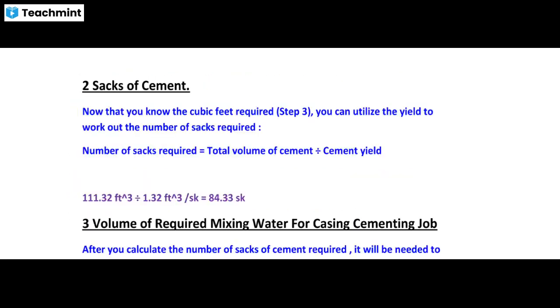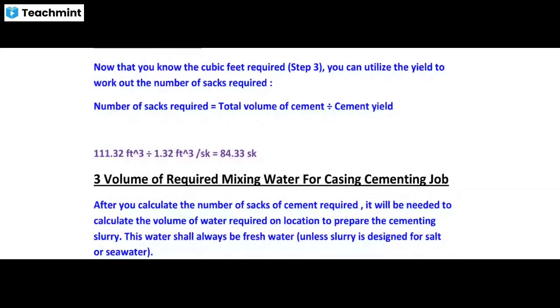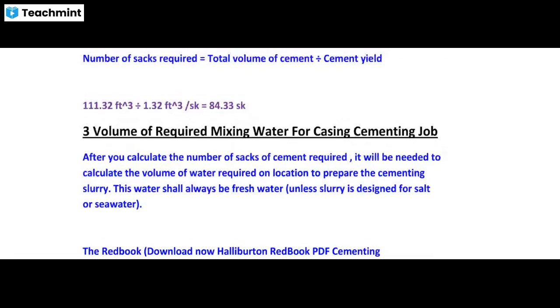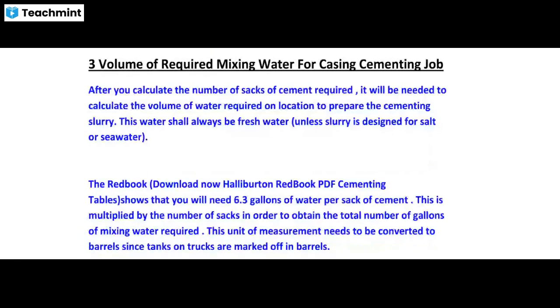Now next is sacks of cement. We know the cubic feet required, so we can calculate the total sacks required. The number of sacks required equals the total volume of the cement divided by the cement yield. So you get 111.32 cubic feet divided by 1.32, and you get 84.33 sacks.